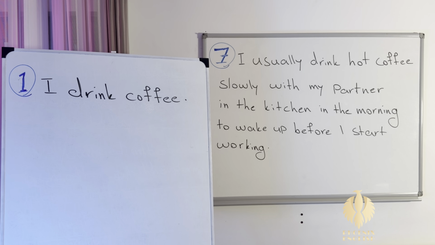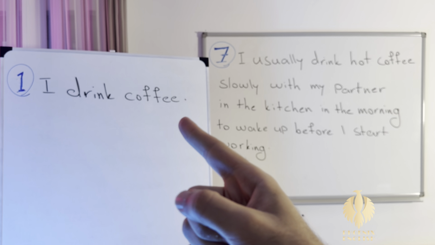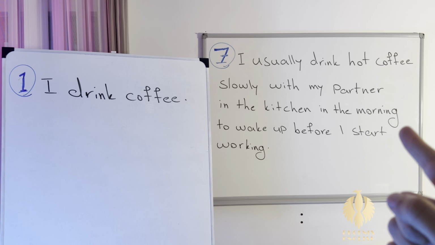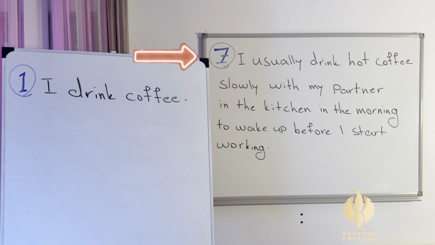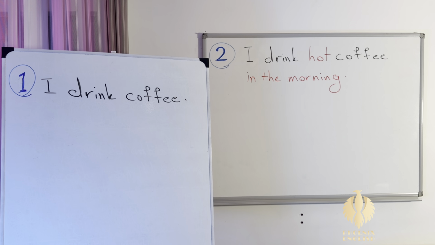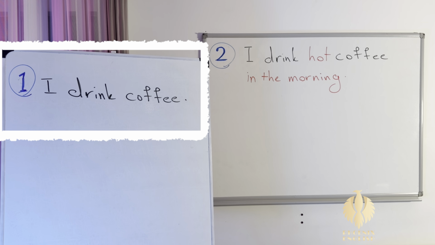Stop making boring sentences. Today we are going to take the simplest sentence, I drink coffee, and level it up to an advanced native-like sentence. Let's build it block by block, in just 6 small steps. Let's do it together. Our first sentence: I drink coffee.